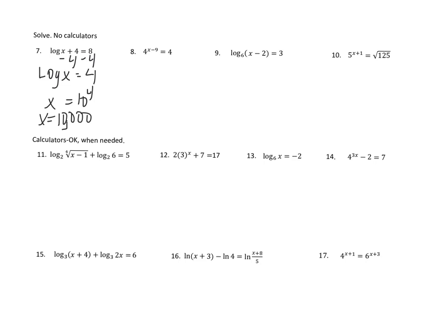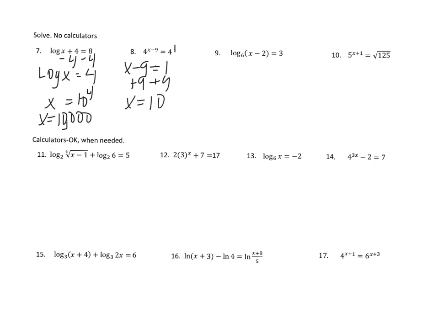Number 8, 4 to the x minus 9 equals 4. Remember that 4 has a 1 on it as an exponent. My bases are the same, so I can write the equation x minus 9 equals 1 and solve that. So x equals 10.